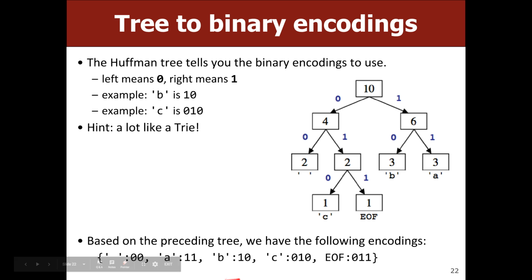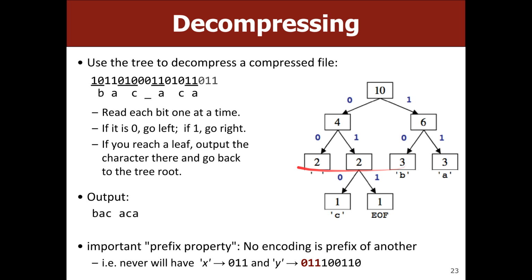When you're building this up, when you go left, you want to keep track of the fact that you just traveled down a 0. And when you go right, you want to keep track of the fact that you just traveled down a 1. You'll be building your string up that way. And then when you decompress, you'll need to start off somewhere and then choose whether to go left or right, depending on if you've read a 1 or a 0.